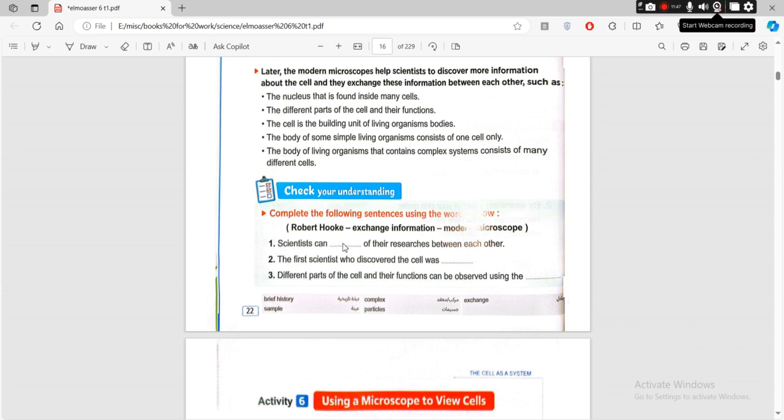Okay. So now let's see what we understood so far. Scientists can base all their researches between each other. So can they Robert Hooke? Of course not. Exchange information? Well, yes. So this is the first one. The first scientist who discovered the cell was Robert Hooke or the modern microscope? Well, of course, it's Robert Hooke. Different parts of the cell and their functions can be observed using the modern microscope. Well, yes.